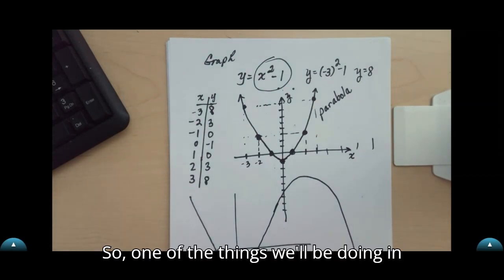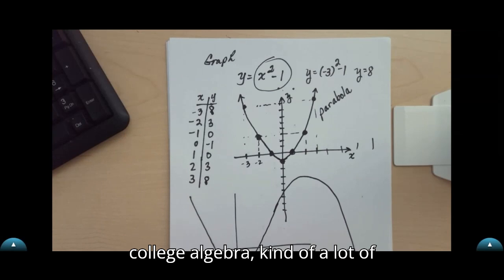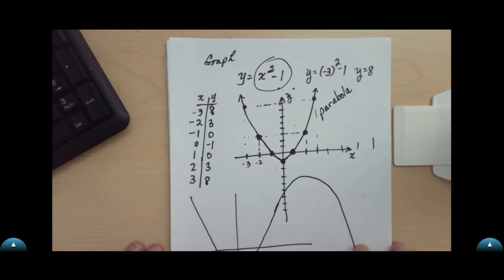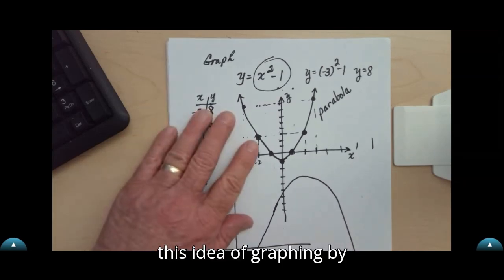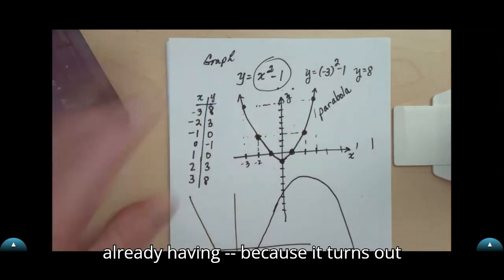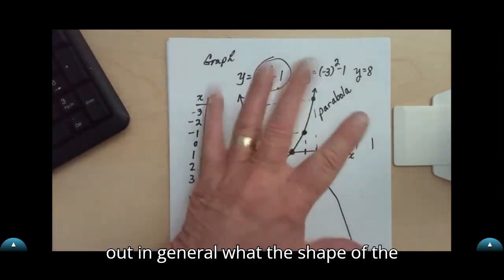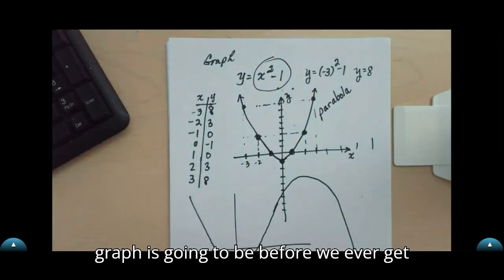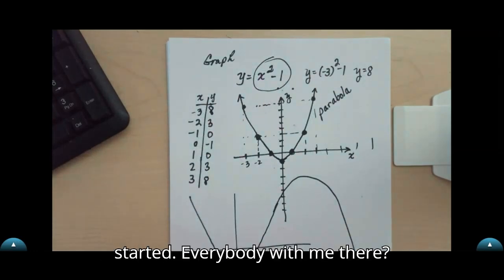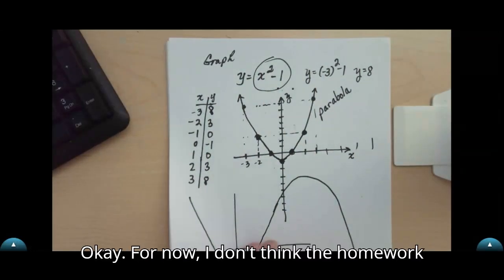So one of the things we'll be doing in college algebra, kind of a lot of what's left, in fact, involves this idea of graphing by already having, because it turns out there are ways to figure out in general what the shape of the graph is going to be before we ever get started. Everybody with me there? Okay.